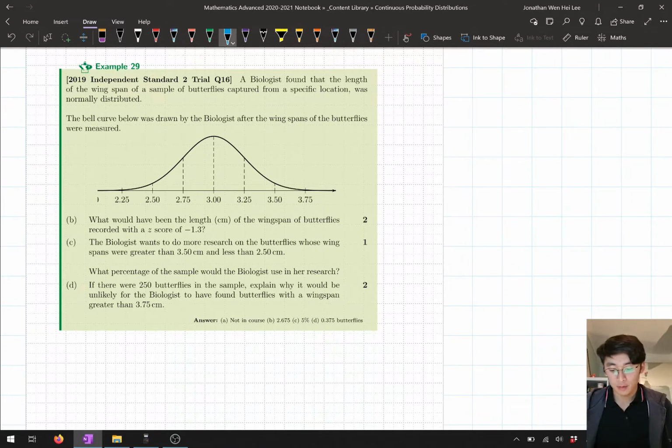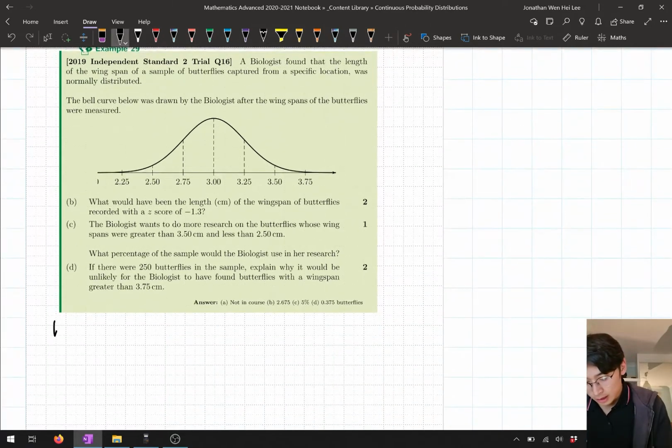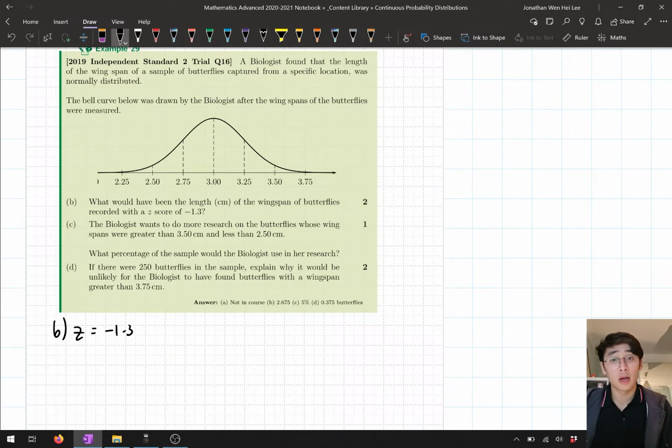Okay. Part B. Now, the reason why we start at Part B is because Part A is not actually in the advanced course, so we don't need to worry about it for this particular question. Part B. What would have been the length in centimeters of wingspans of butterflies recorded with a z-score of minus 1.3? So here in part B, we get told that we have a z-score of negative 1.3. And we want to actually find the actual length of the wingspan. So what other information do we have from this diagram here?